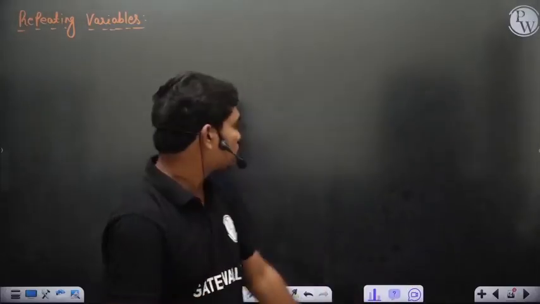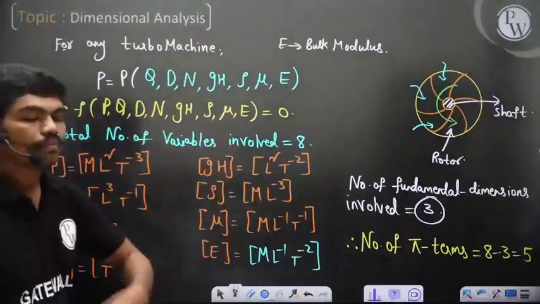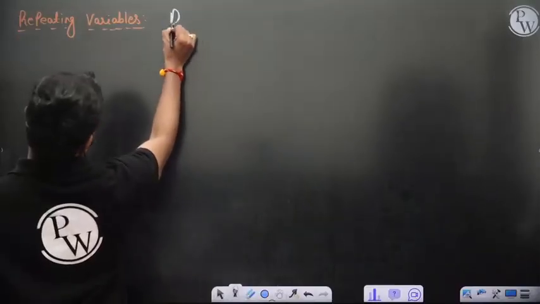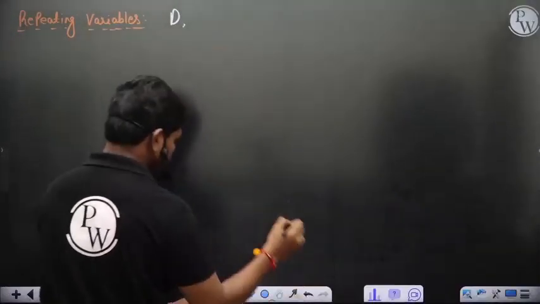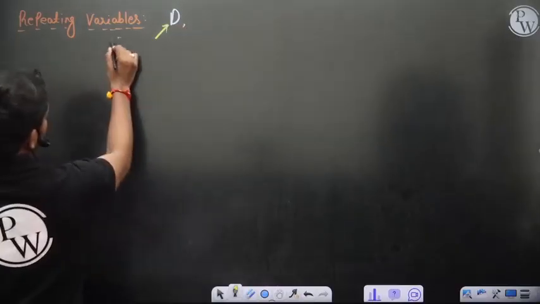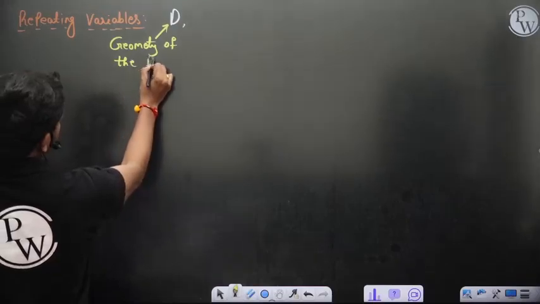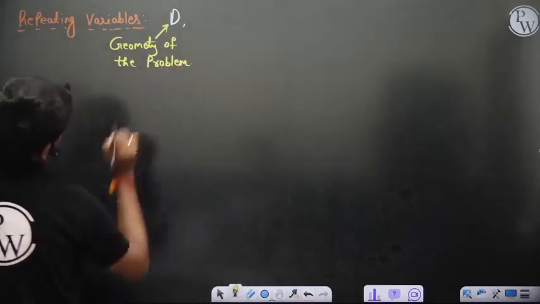So out of these variables, what do you pick? One variable should definitely deal with the geometry of the problem. Like let's say if there is a flow in a pipe, then diameter, because diameter decides the flow. If your flow is in a square cavity, then ultimately one of the dimensions is used for scaling. So one repeating variable should definitely involve the geometry of the flow. So here, out of these parameters, the parameter which deals with the geometry of the flow is d, diameter. So I am picking d. This d is dealing with the geometry of the problem, the diameter of the disc or runner, whatever.